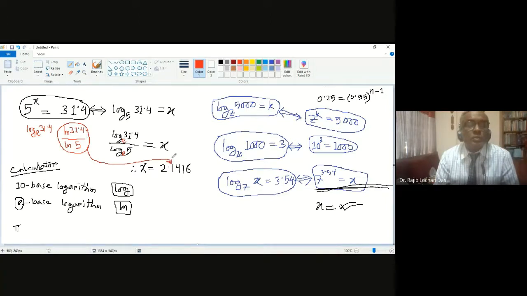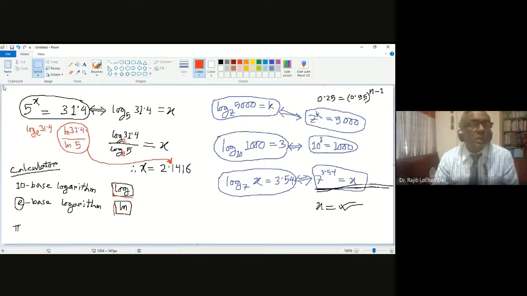Any button you can use, no problem. You can get the same answer, but you have to understand both are logarithm: one is 10 base logarithm, one is e base logarithm. That's all. Is that clear up to this? Yes, sir.